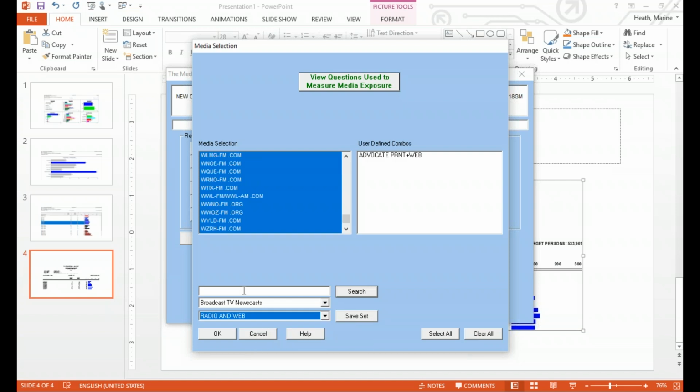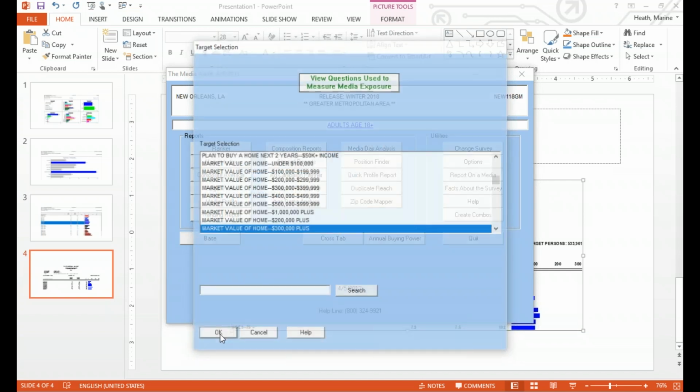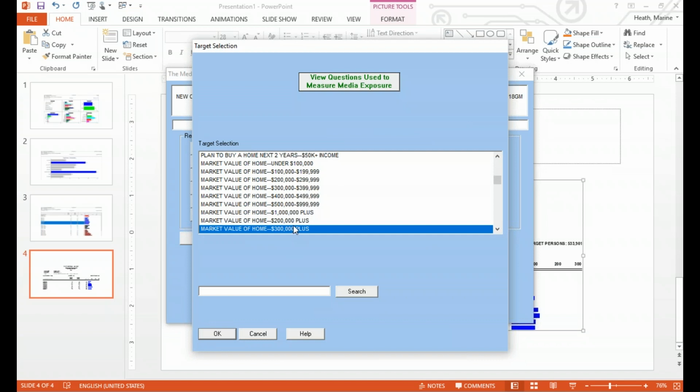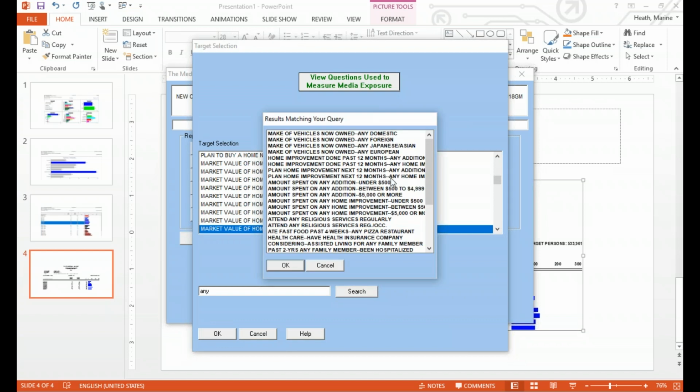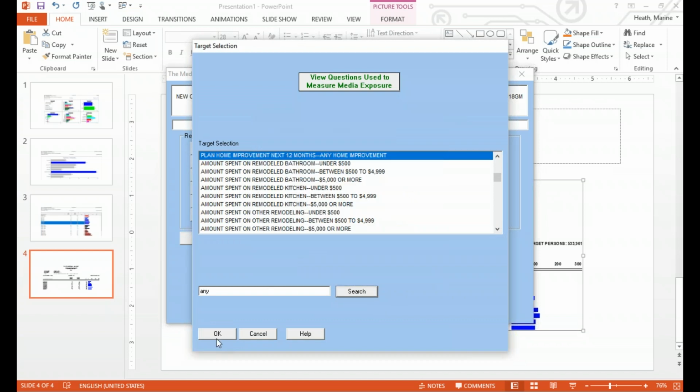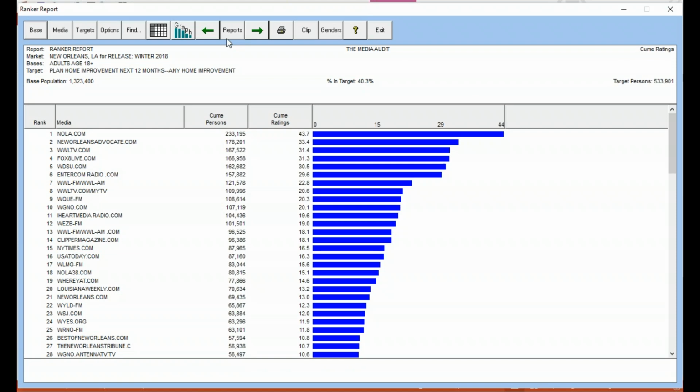So I already did that, because the two best ways to reach out to this audience were radio and internet. So I've done both radio and internet. I've got it saved. I'm hitting OK. I don't want to look at folks with high home values. I want to look at folks with projects. Okay, so here we go. And there we go, back into here.